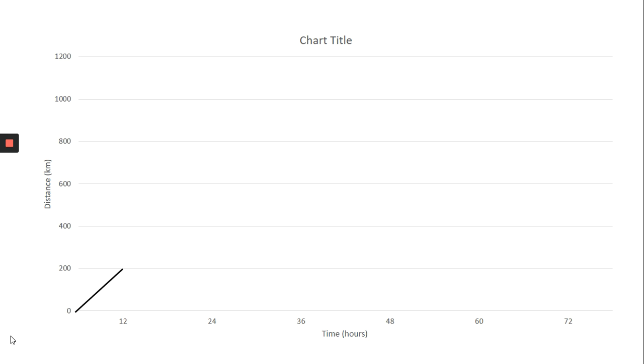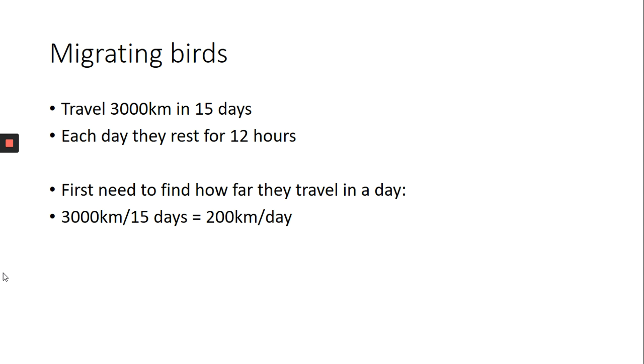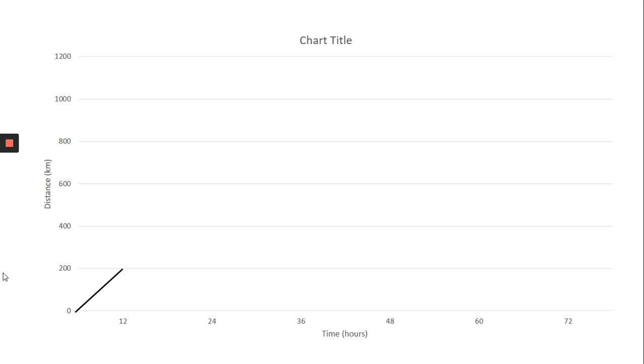And then along the y-axis, we're going to go up. This is our distance, so this is our kilometers. Remember, at the beginning we worked out it's 200 kilometers a day, so our scale is going to go up in 200s. So we've got 200, 400, 600, 800, 1000, 1200, etc.